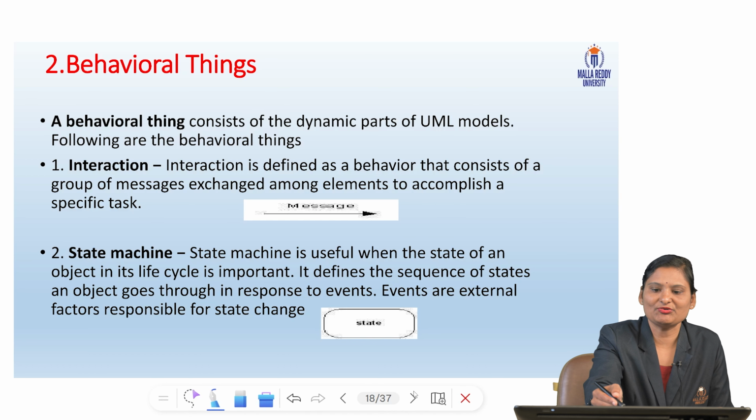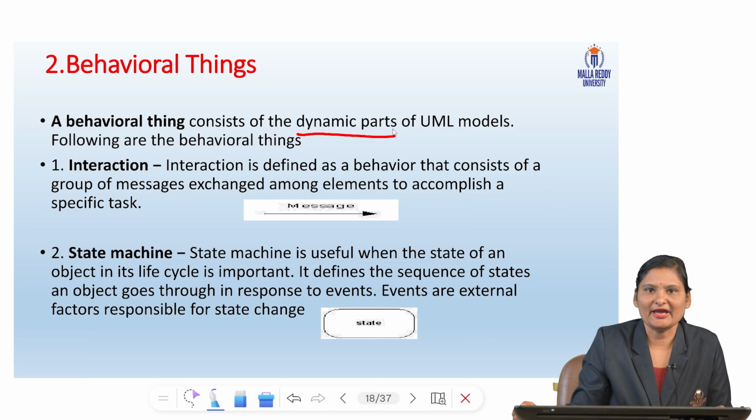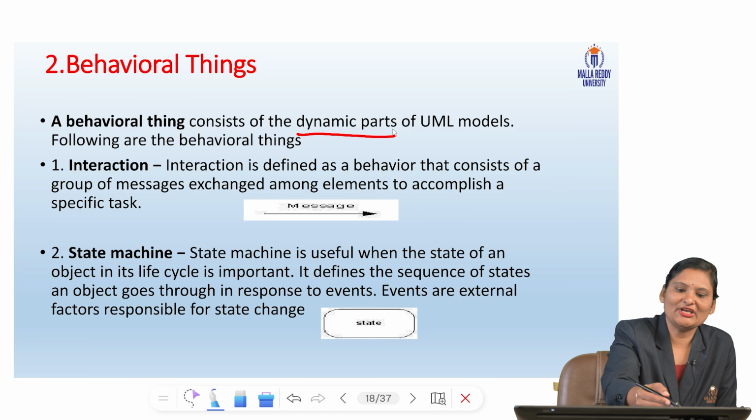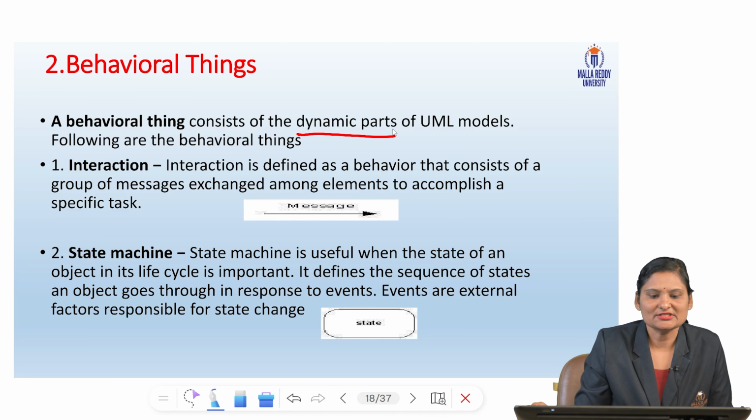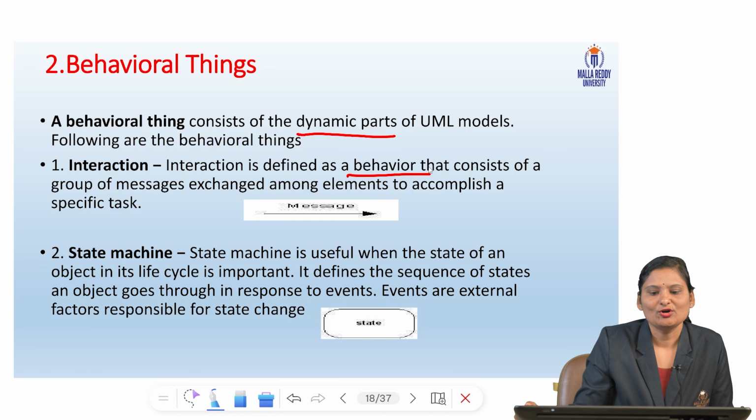So dynamic aspects we will be representing through behavioral things. What comes under behavioral things? Whenever we want to perform a communication or interaction, an action we need to perform, in that case we need to provide a communication or interaction, either component to component or entity to component also. In that we have two specifications. First one is interaction, which indicates the behavior that consists of a group of messages exchanged among elements to accomplish a specific task.